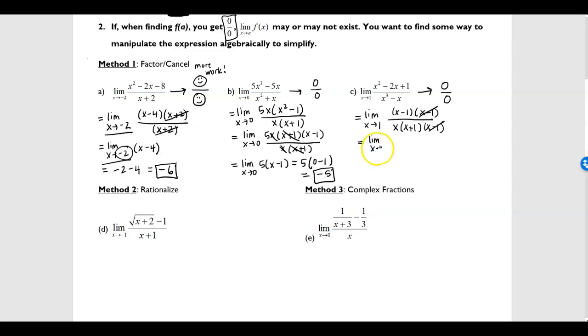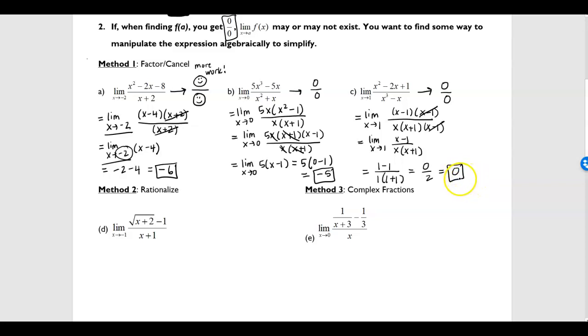Now I'm rewriting this here. Once you get comfortable, you don't necessarily need to rewrite it after you cancel, but I find it helpful to make sure I'm evaluating correctly. So when I evaluate this at 1, I get 1 minus 1 over 1 times 1 plus 1, which is 0 over 2, which is 0. It's okay if I have a 0 in the numerator, as long as I don't also have it in the denominator. So that's just my answer.